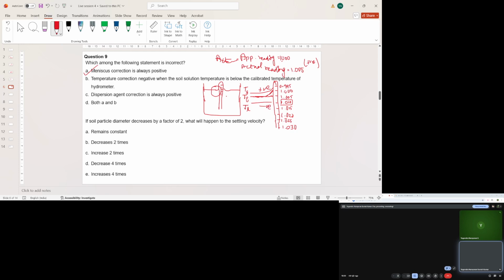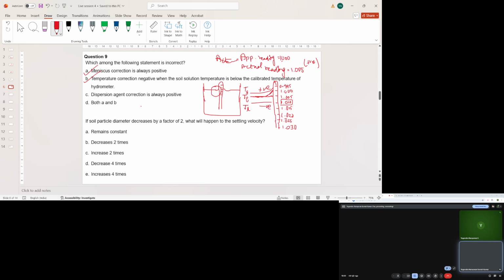So for the temperature correction, if the soil temperature is less than the calibrated temperature of the hydrometer, then the correction needs to be negative. So this statement is also right.